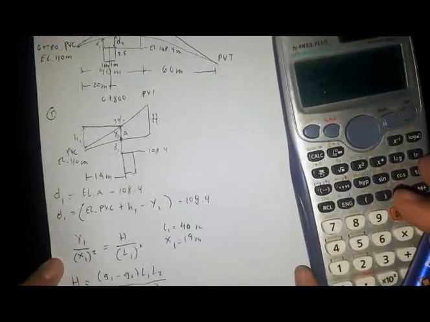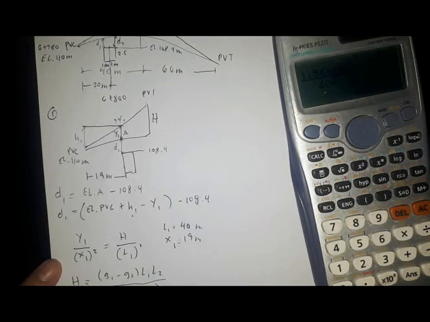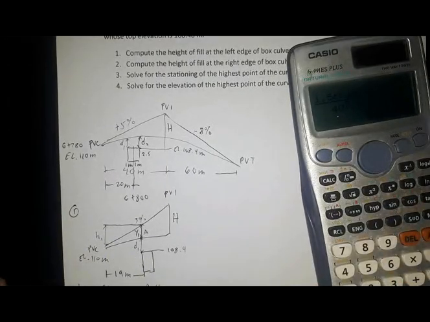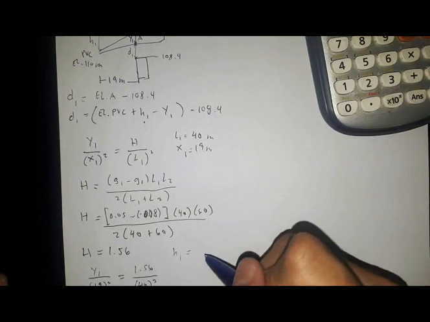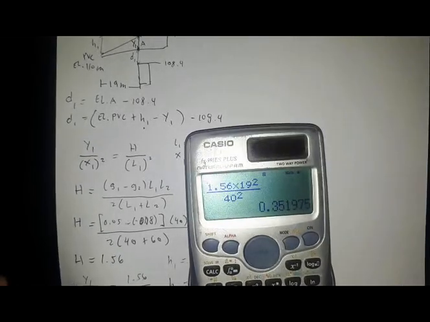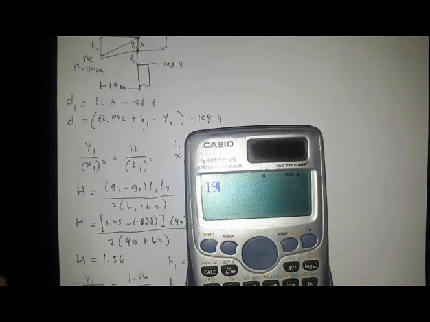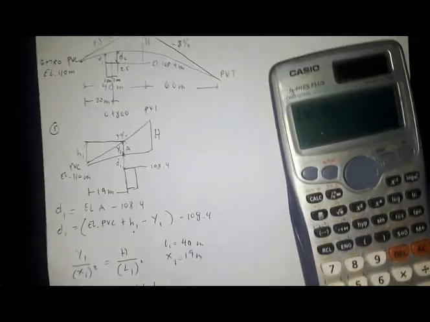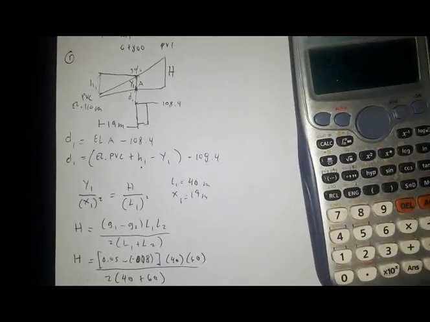Then let's solve for the value of h1. In order to solve for the value of h1, or this height, just multiply the distance from PVC to point A, the horizontal distance, multiplied by the grade. So we have h1 equals 19 multiplied by 0.05. h1 is equal to 0.95 meters. Now we already solved for the values of y1 and h1.